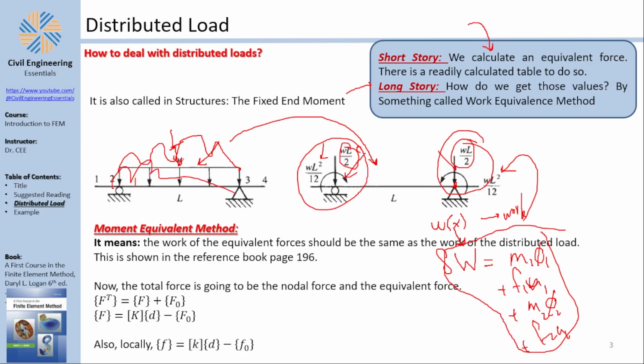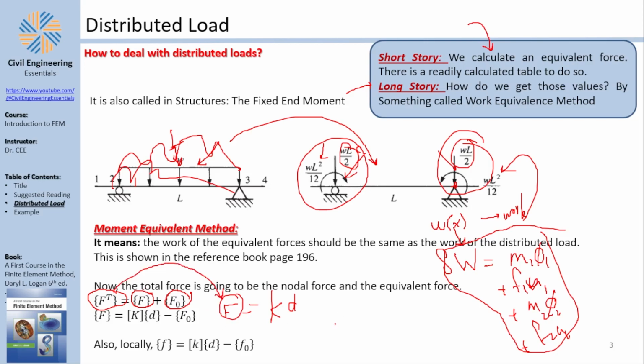How does this change the problem? It changes the problem because now you have 2 types of loads you need to sum up together. You have a total load, which is the loads on the nodes plus the equivalent loads, which means that in the end, when you write F equals K multiplied by D, the F that you are using here is the total F, which is the nodal forces plus the equivalent forces.